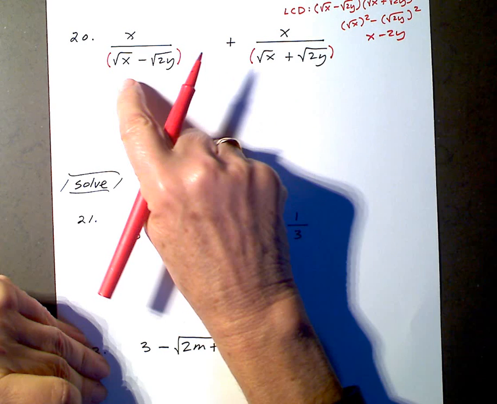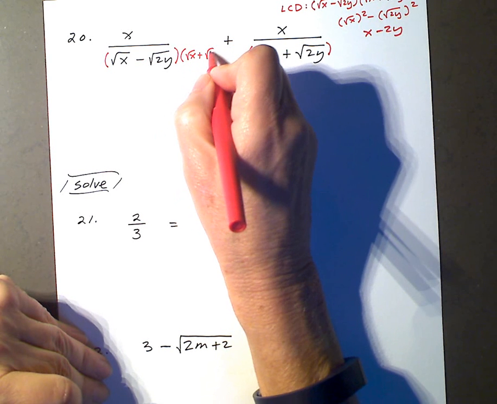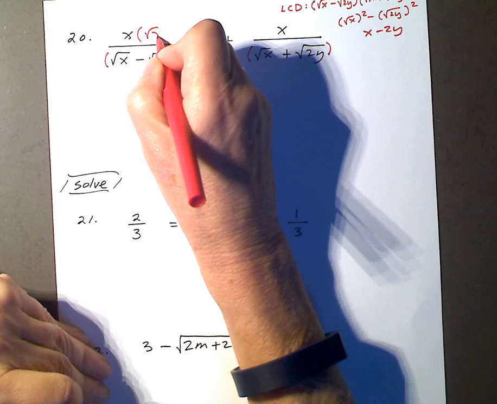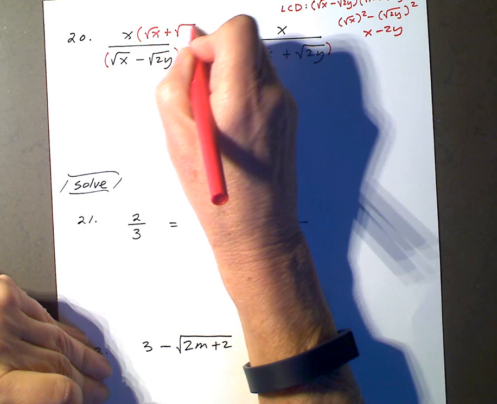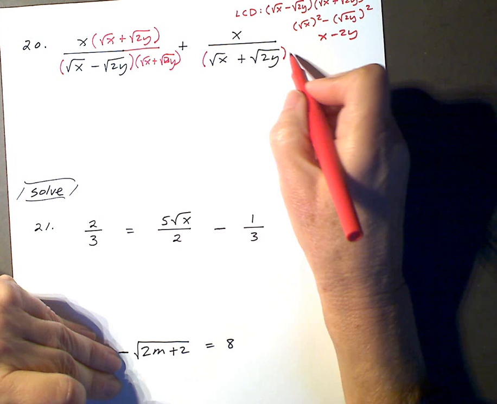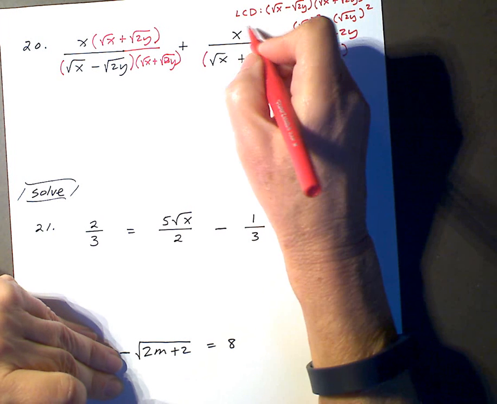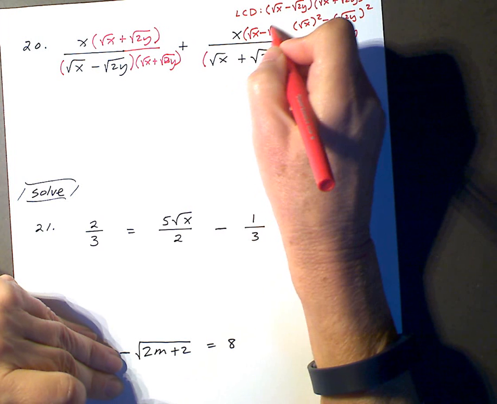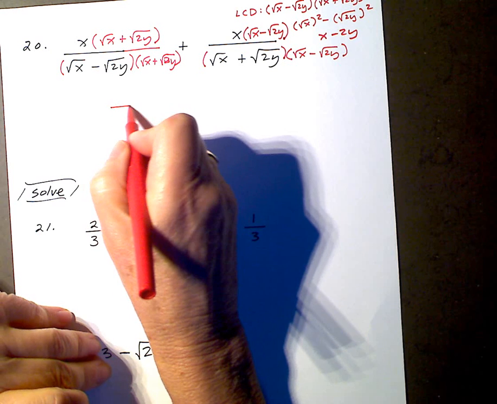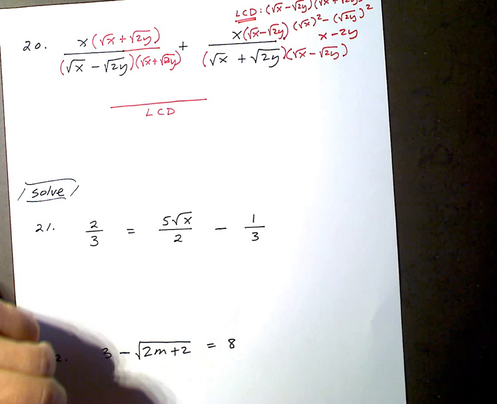So this gets multiplied by 1 in the form of root x plus root 2y over the square root of x plus the square root of 2y. And then the second one here gets multiplied by 1 in the form of the square root of x minus the square root of 2y. So now it's all over the LCD. I'll just write it as LCD since I have identified it, and we'll put it back in what it is later.